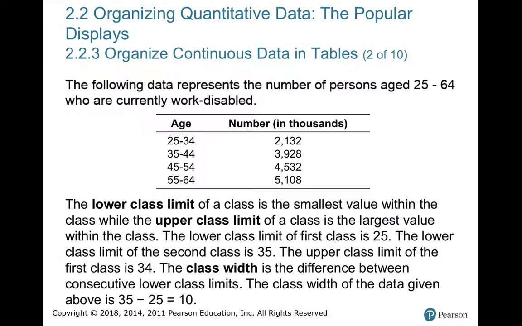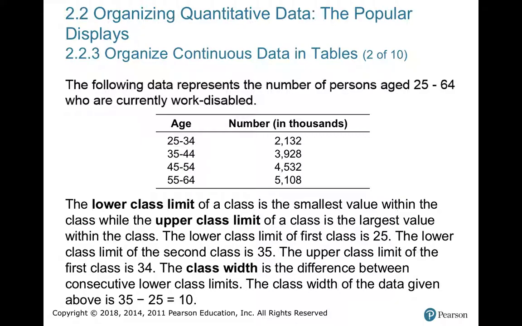The class width is the difference between, this is important because students often do this wrong. The class width is the difference between consecutive lower class limits. So the class width on this is 10. What many students want to do is subtract the two values within one class. So for example, 34 minus 25, and then you would get 9. That is incorrect. The class width is found by subtracting consecutive lower limits.